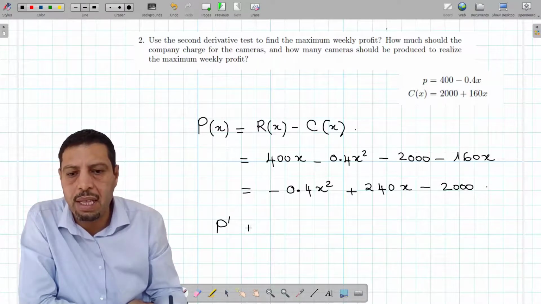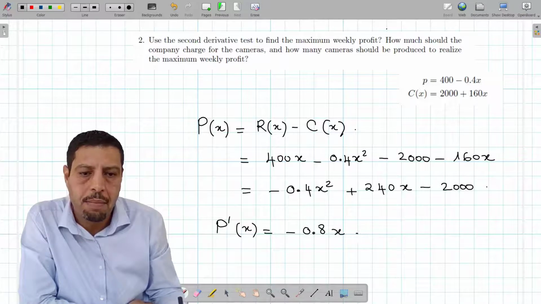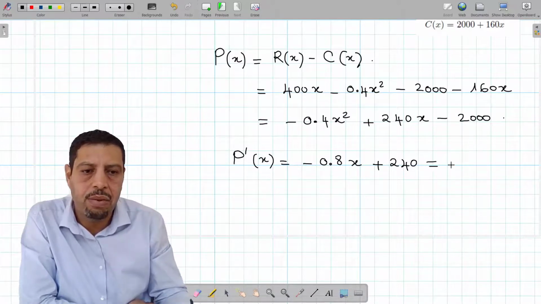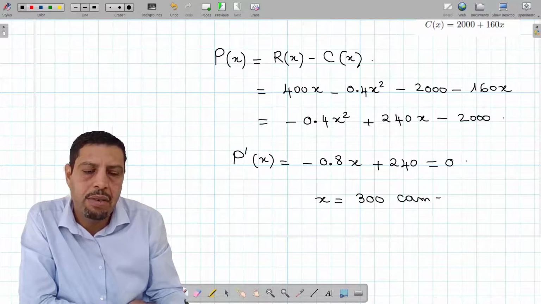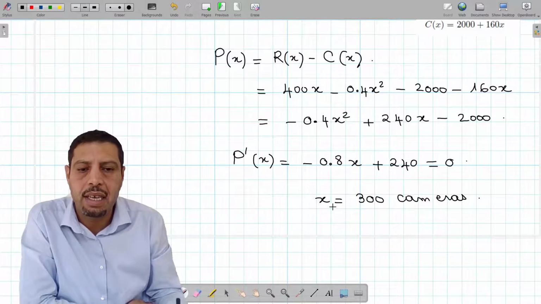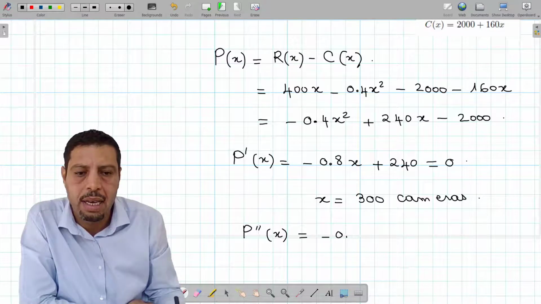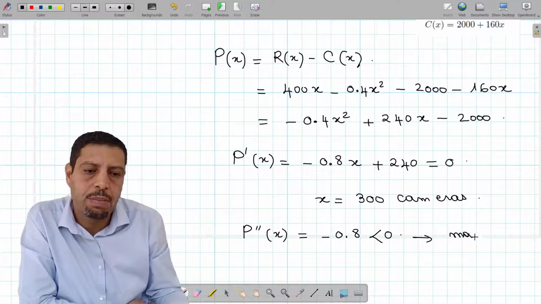We compute P prime of x to find the critical points. P prime of x equals negative 0.8x plus 240. It's defined everywhere, so we just set it to 0 and find that x equals 240 over 0.8, which is 300 cameras. This is the only critical point. We check that it's a maximum by computing P second of x, the second derivative test. We find that P second of x is negative 0.8. It's always negative. If it depended on x, you would have to substitute your x by the corresponding critical point. But since here it's a constant and always negative, we know that it's a maximum.